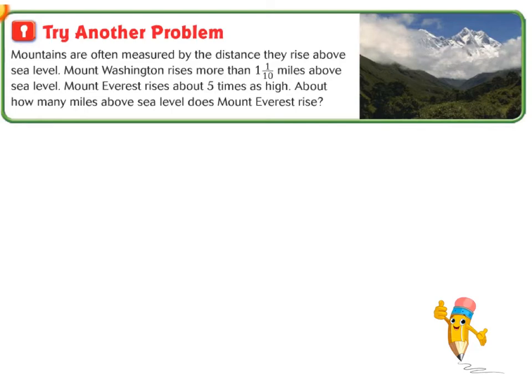In this case, I see that Mount Washington is 1 1/10 mile above sea level, and that Mount Everest is 5 times as high. That key word, times as high, in this case, tells me that I'm going to multiply to find out how many miles above sea level Mount Everest is. I will multiply 5 times 1 1/10.